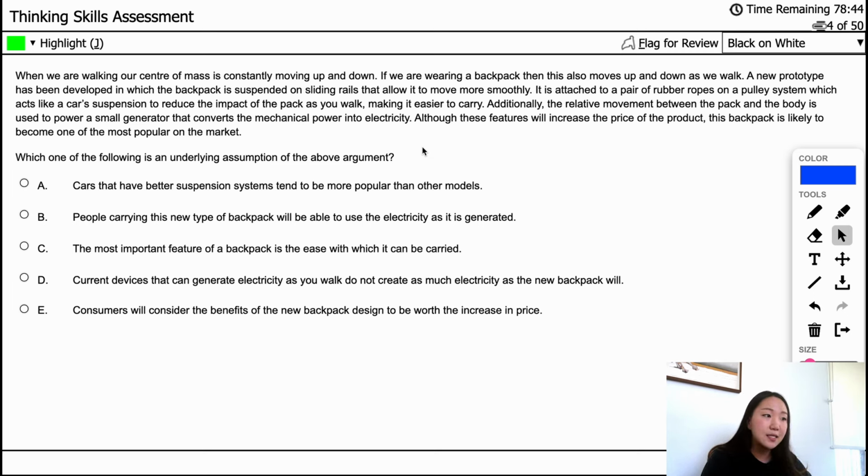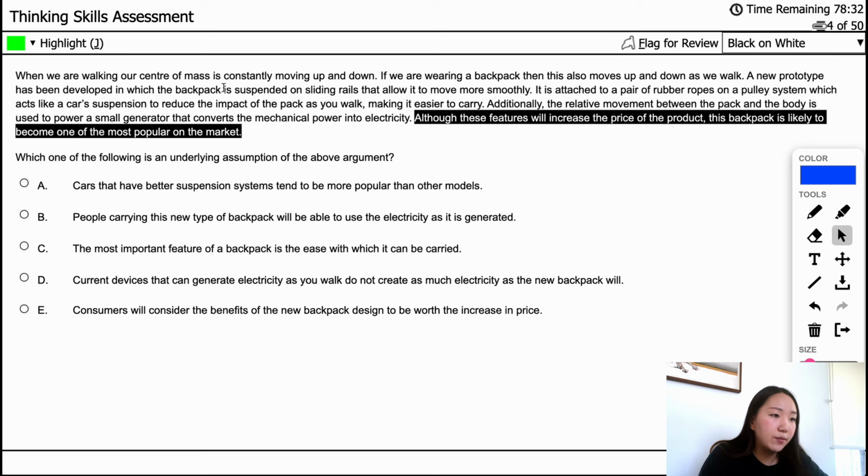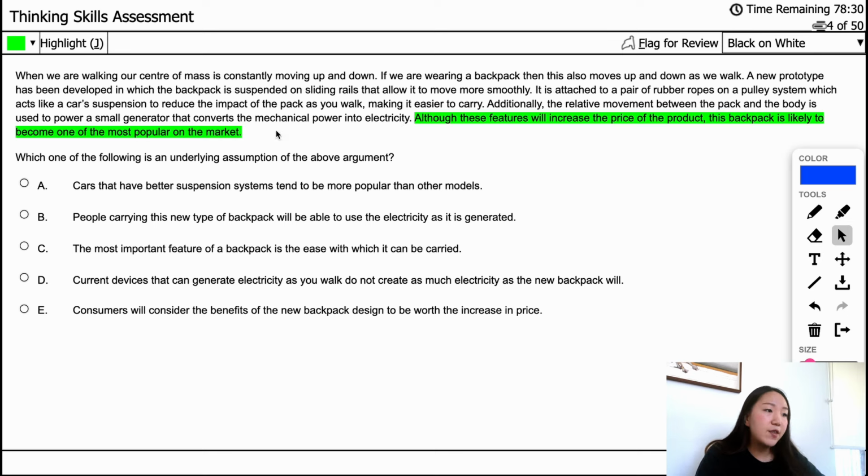I hope you recognize there's nothing in here which is trying to persuade us to something. There's nothing in here which is a conclusion. It's all just benefits of this new backpack. Although these features will increase the price of the product, this backpack is likely to become one of the most popular on the market. So everything we need is actually just in this last sentence. So what we're saying is these features, all of these nice, snazzy new features, are going to increase the price of the backpack.